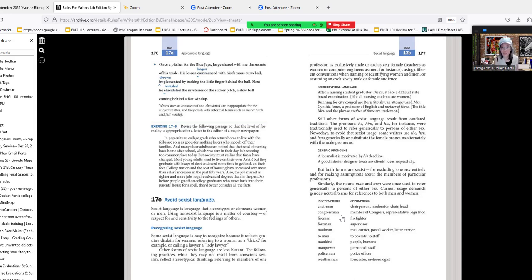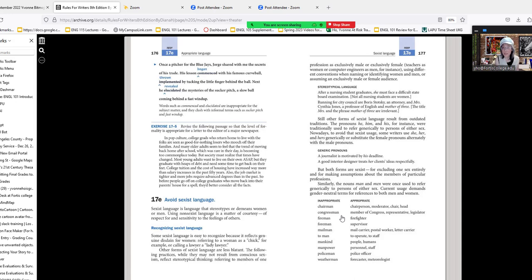Still, other forms of sexist language result from outdated traditions. The pronouns he, him, and his, for instance, were traditionally used to refer generically to persons of either sex. Nowadays, to avoid that sexist usage, some writers use she, her, and hers generically, or alternate the female pronouns with the male pronouns. So, a generic pronoun: a journalist is motivated by his deadline. A good interior designer treats her client's ideas respectfully.